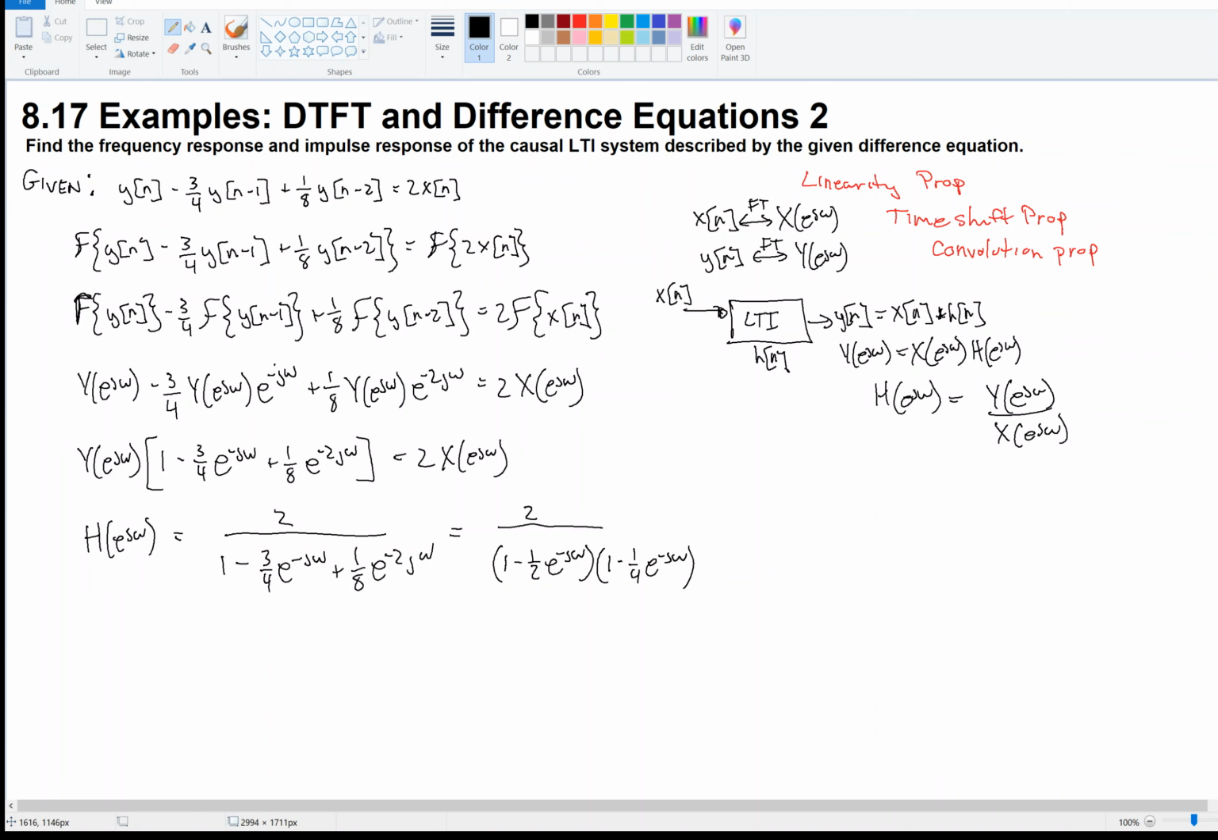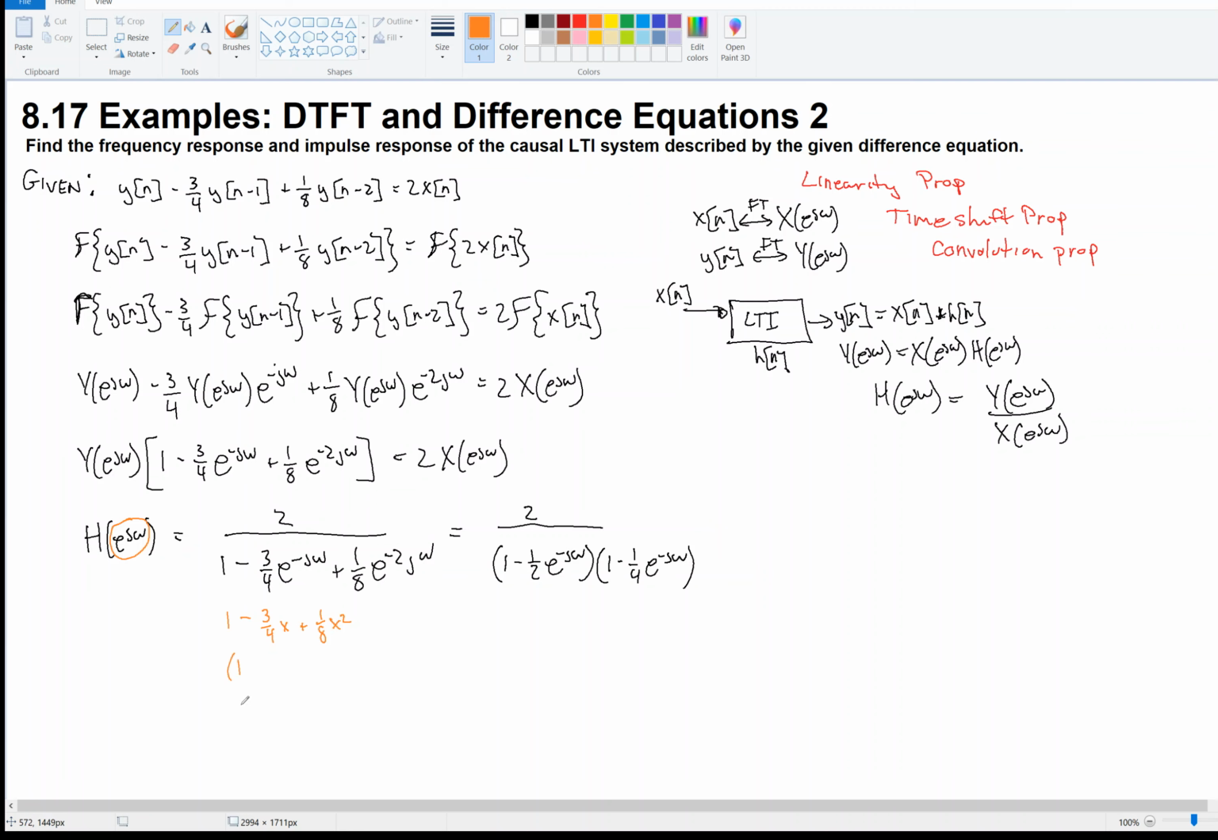Well, as we've been saying all along, the omega is peanut butter, j is jelly, e is bread. So we look at e to the minus j omega as being the variable. So one could look at the denominator as like 1 minus 3/4 x plus 1/8 x squared, because when you square e to the minus j omega, because of properties of exponents, that becomes e to the minus 2 j omega. If you think of e to the minus j omega as being the variable x, this is what we have. And so how do you factor that?